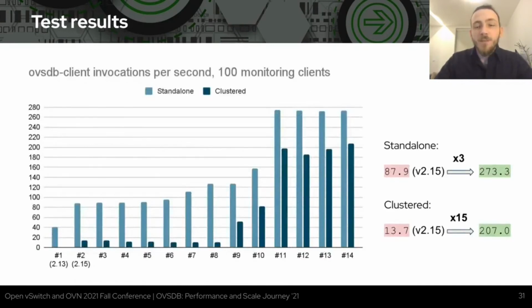And here is a combined performance chart for every version that I tested. We can see that performance of a standalone database increased by 3 times from OVS to 215 and 15 times for a clustered database. It goes up from 13.7 to 207 OVSDB client invocations per second, sorry.